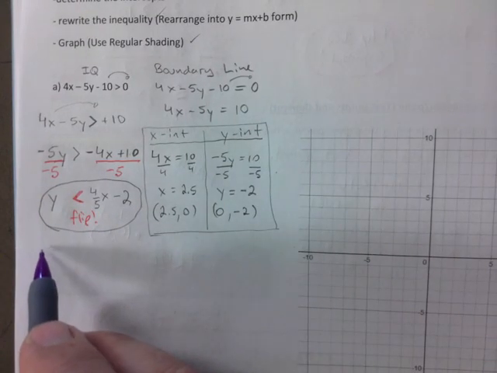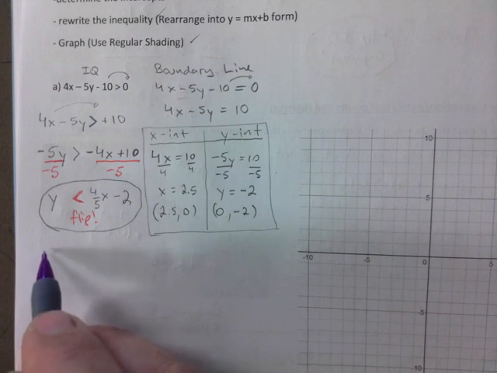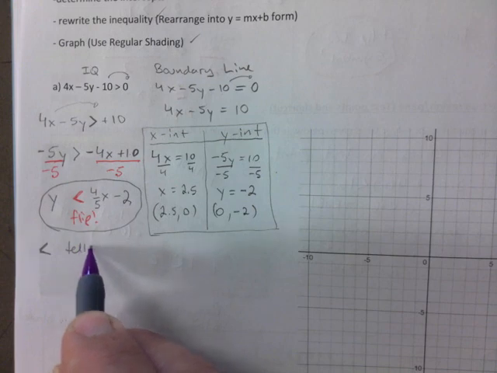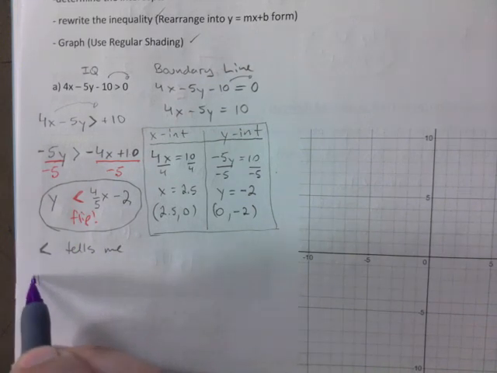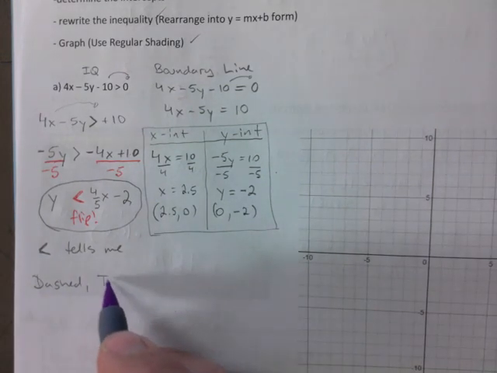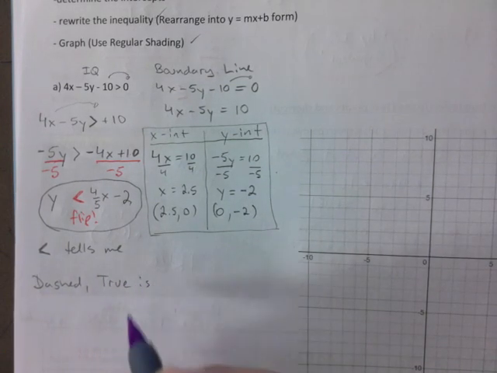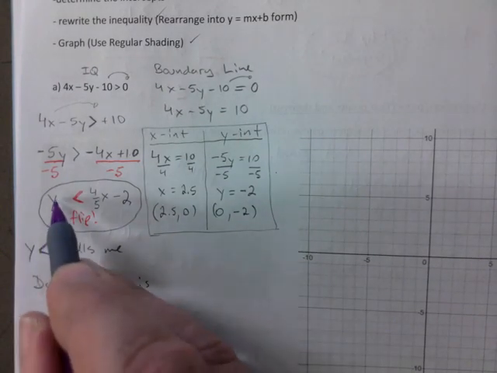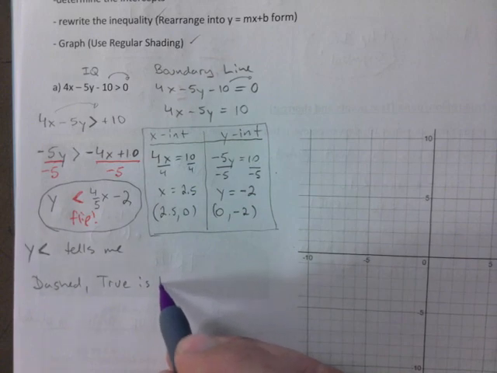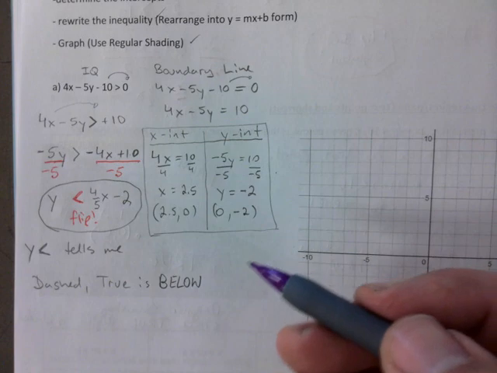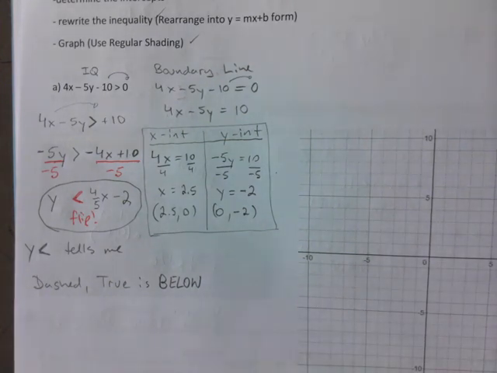Where's the true region? Okay. Well, this symbol tells me that it's dashed. The true region is where? If it's less than, it's actually y is less than, right? It's going to be below. That's what it's telling us.